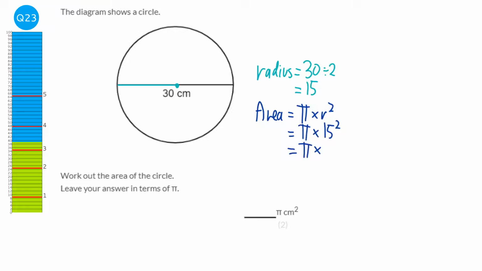15 squared is 225. And the way we write this is we put the number first and then we just put pi after it when it asks us to leave it in terms of pi. So it'd be 225 pi. Now the reason why we would do this is if we want to keep all the precision, we can do it in terms of pi so we don't have to round it.